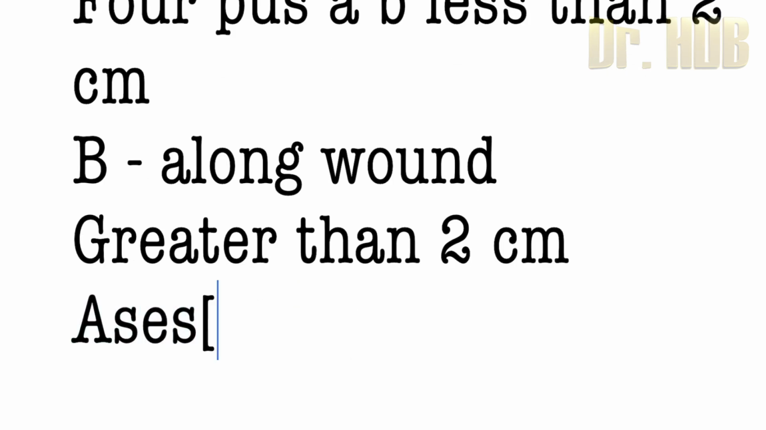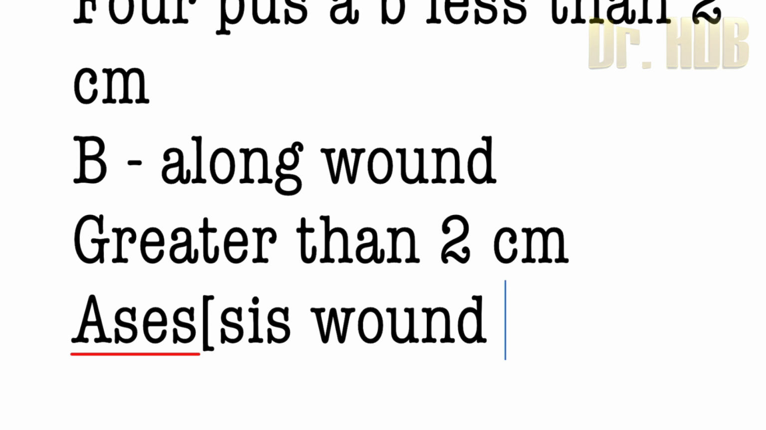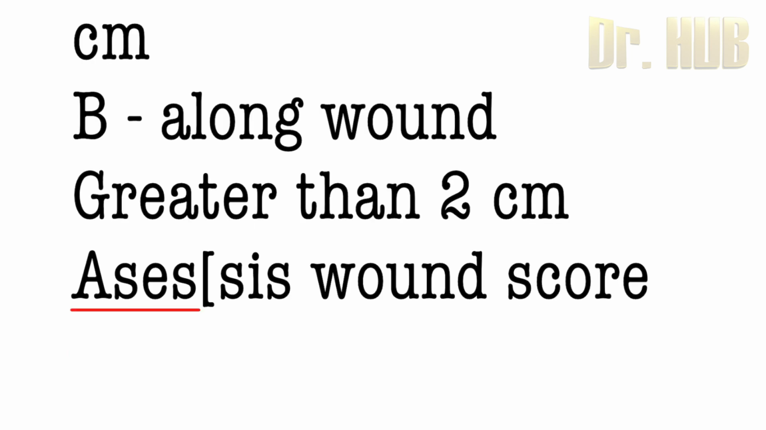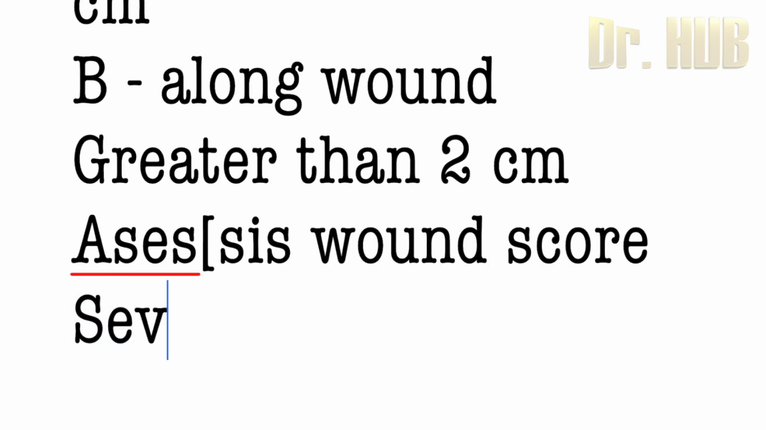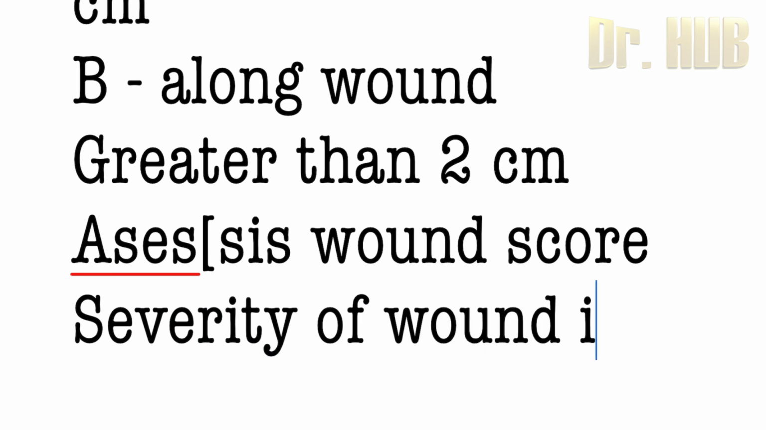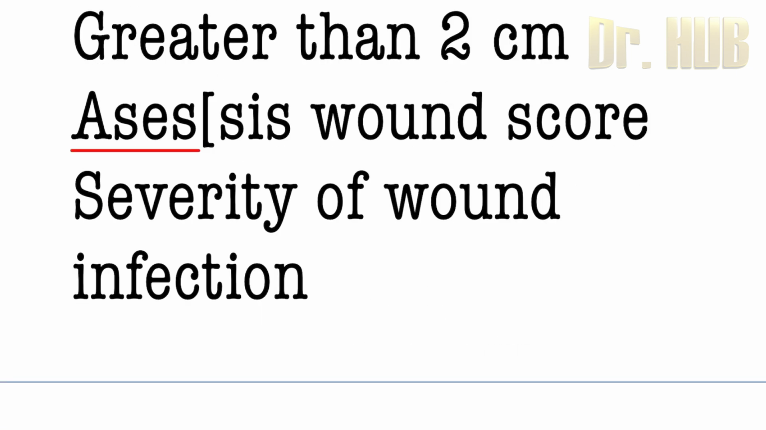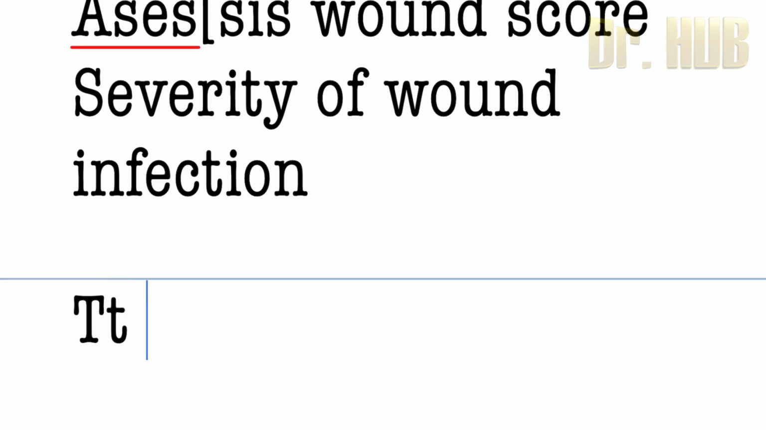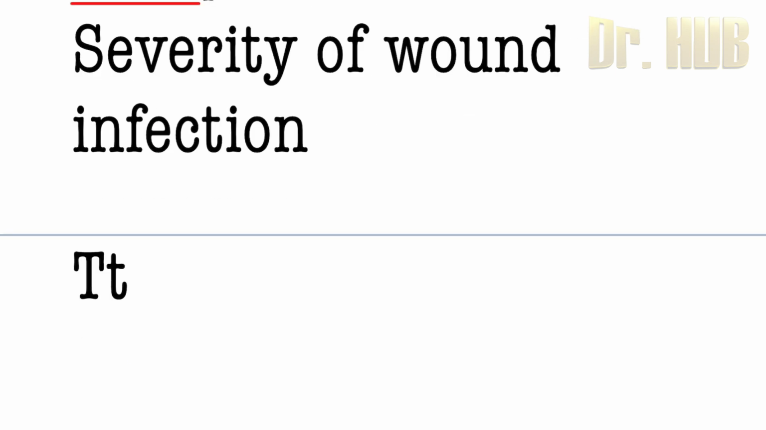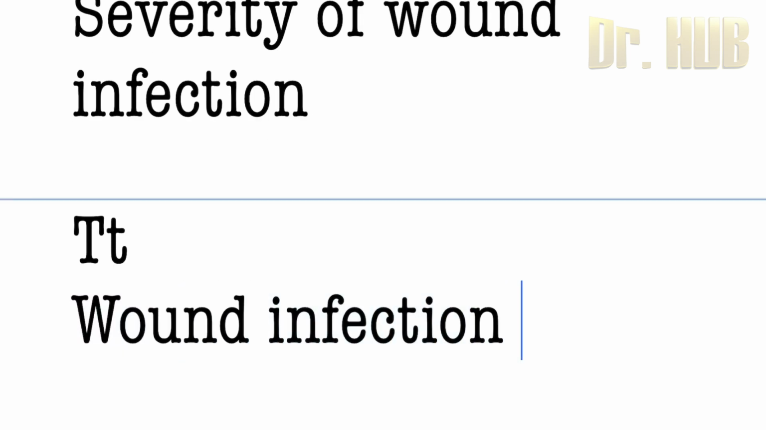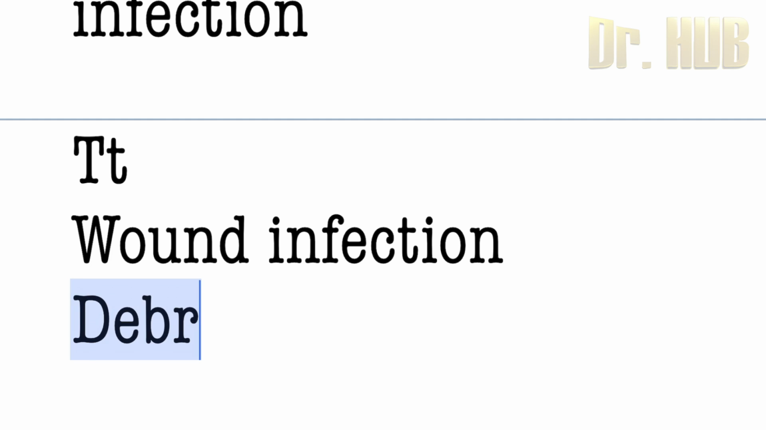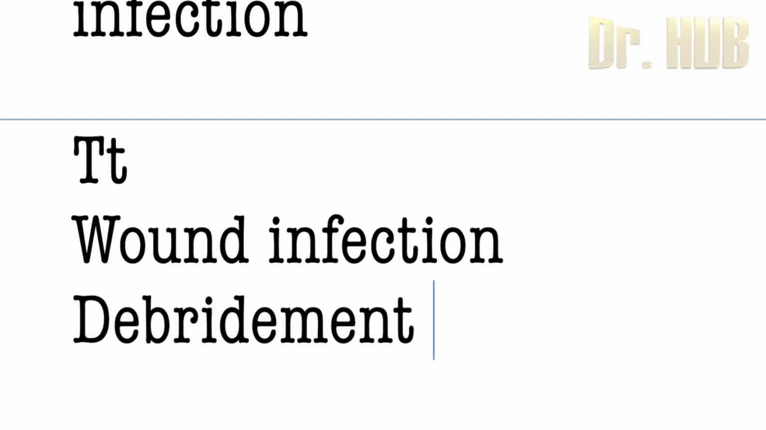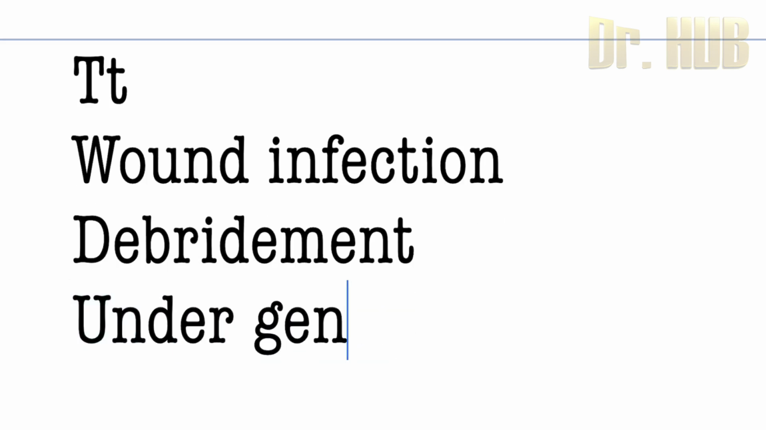Now let's look at the ASEPSIS score. The ASEPSIS wound score is a scoring system to assess the severity of the wound infection. The components of the ASEPSIS score include A for additional treatment, including antibiotic therapy for the wound infection, drainage of the pus under anesthesia, and debridement of the wound under general anesthesia.